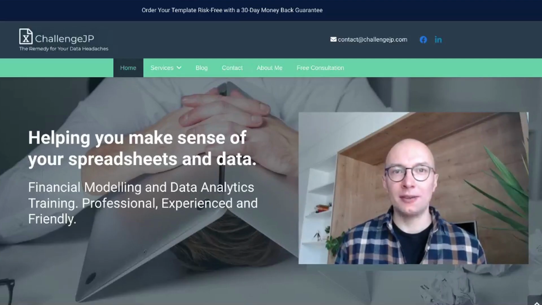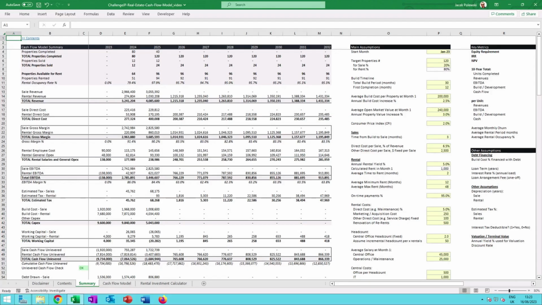My name is Jacek, and today I'm going to show you how to create a real estate investment model in Excel. Okay, let's start from the general structure and main assumptions that will be used in this model.